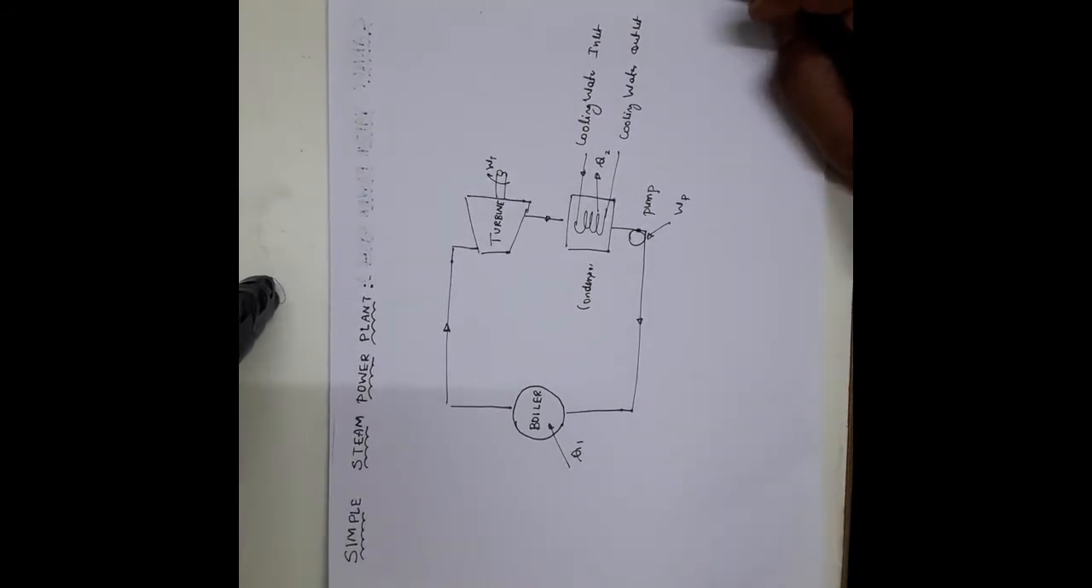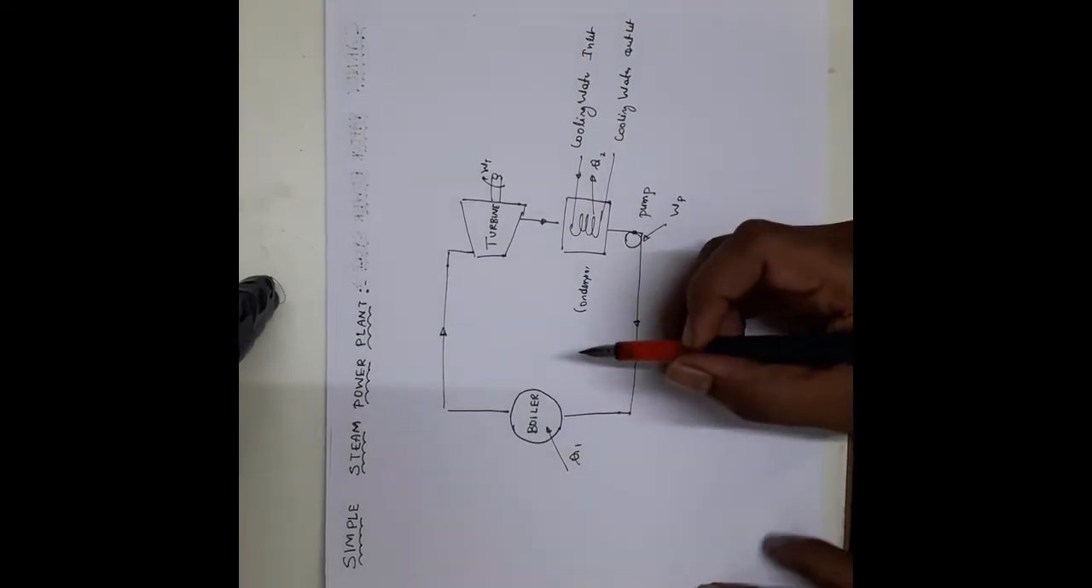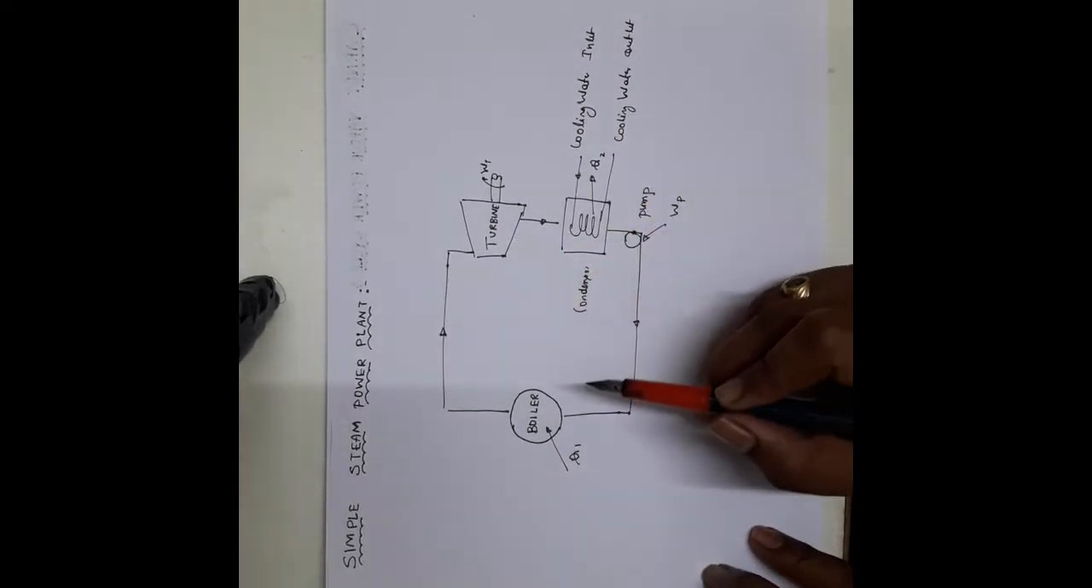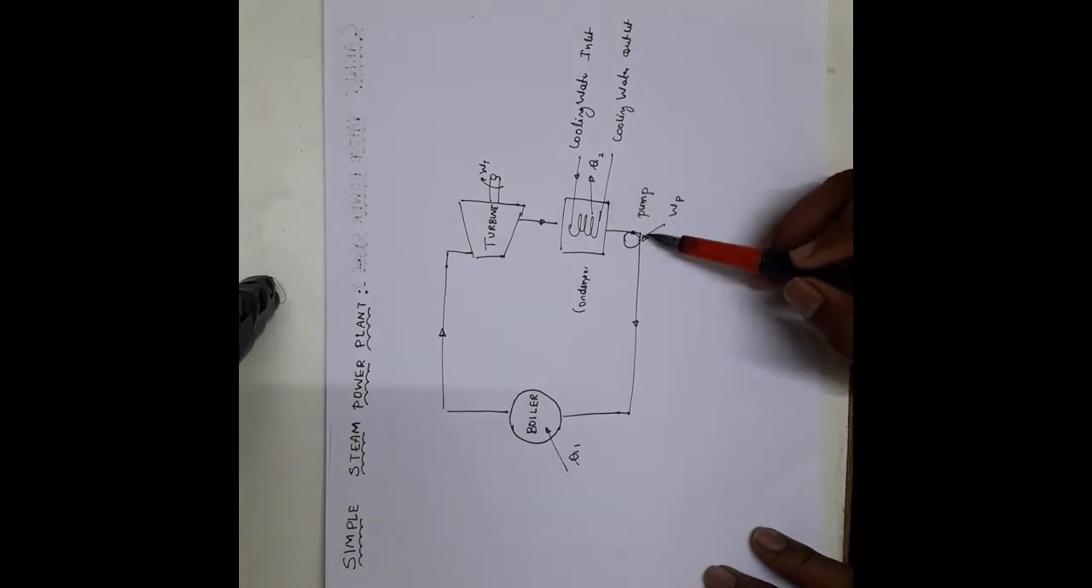Good morning, my dear friends. Today we shall start the topic of vapor power cycle. Firstly, let me explain the components associated with the steam power plant. As I have told you, it consists of four main components: boiler, turbine, condenser, and pump.